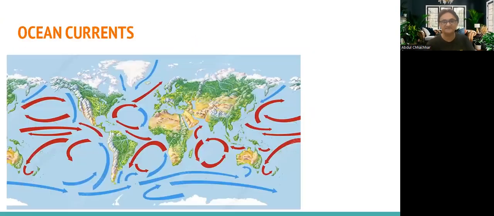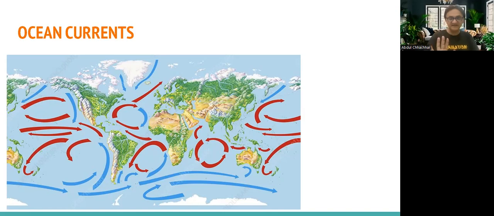Now look at this chart. We have two currents: the cold current and the hot current. The blue shows the cold currents and the red shows the hot currents. The winds which blow from the North Pole and South Pole towards the equator are the cold winds. The winds which blow from the equator towards the North Pole and South Pole, indicated in red, we call the hot currents.